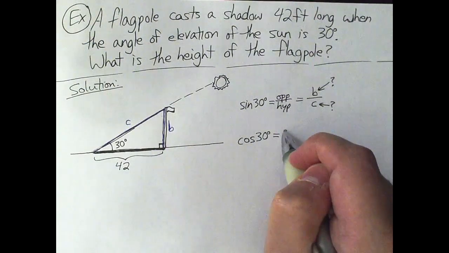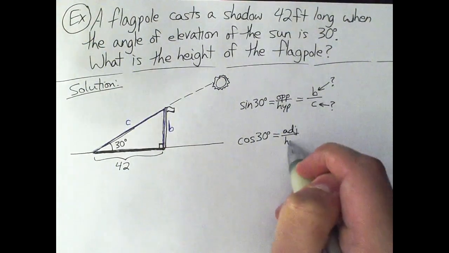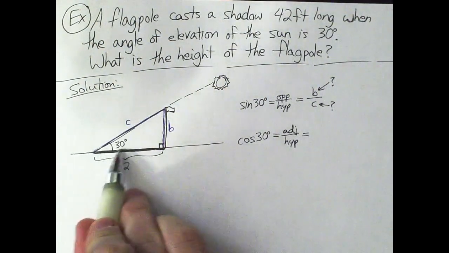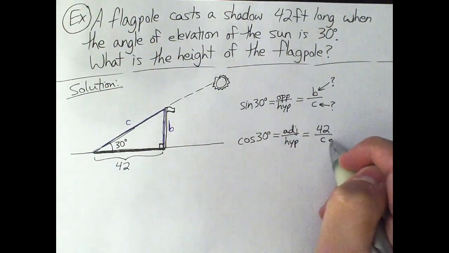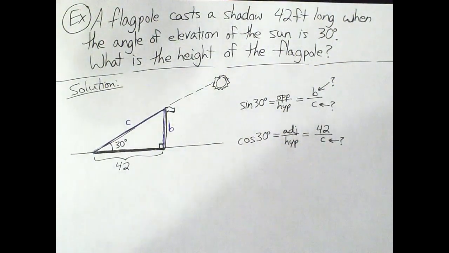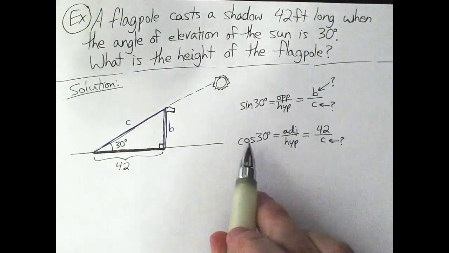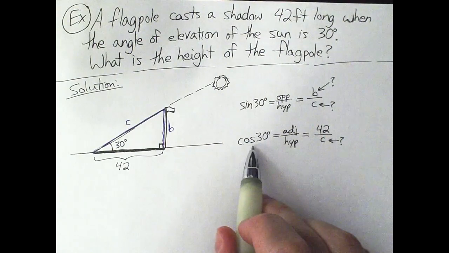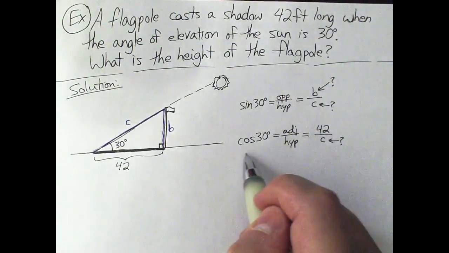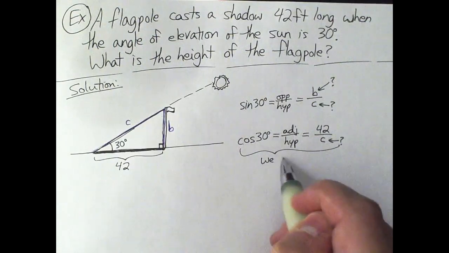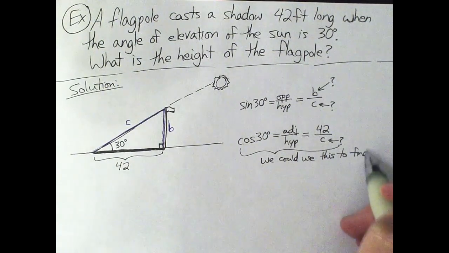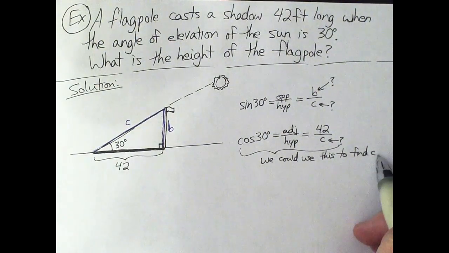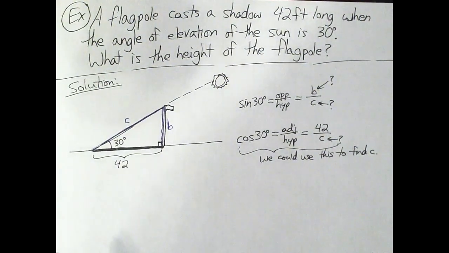Cosine of 30 degrees would be adjacent over hypotenuse. The adjacent side to 30 degrees is this 42. And we don't know C. Okay, wait. So look at this. Cosine of 30 degrees, which I think we could figure out what that is as a number, equals 42 over C. I'm going to say that we could use this to find C. But C is not really what we're looking for. C is this length. That's not what we're looking for. We're looking for B.